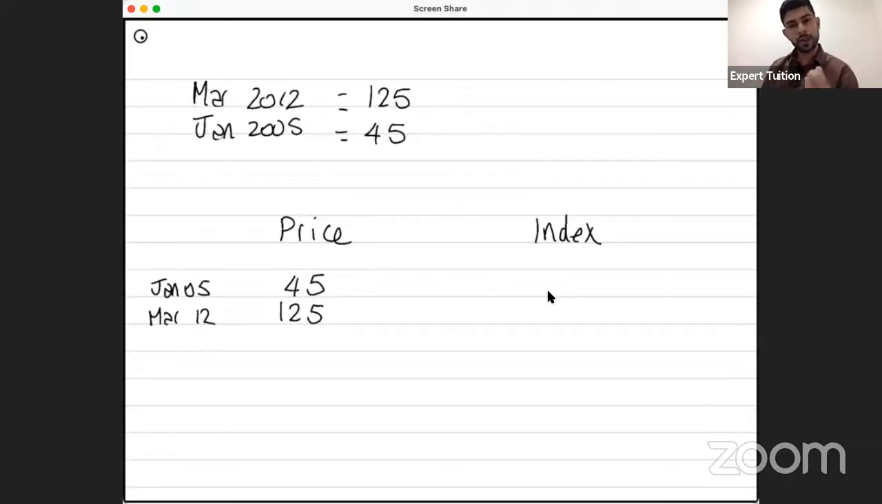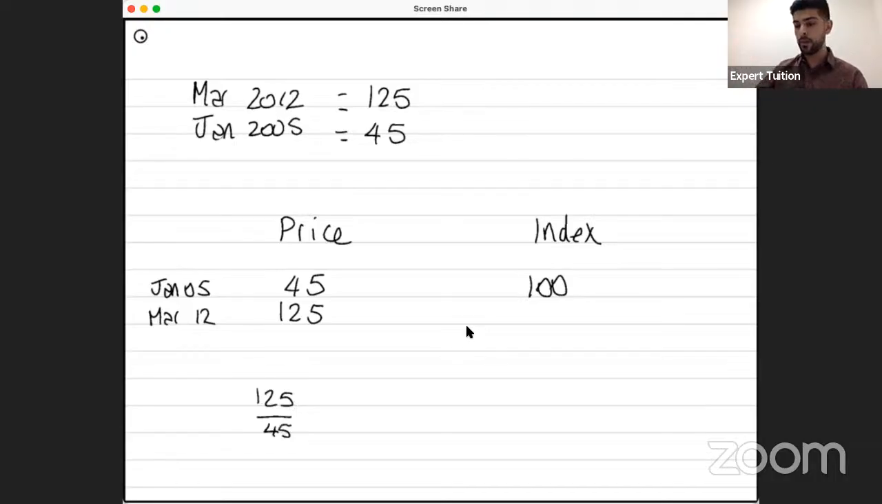So we can say January 2005 is our index number, and it's the base year. So that means it is equal to an index of 100. Do I now have enough information to work out the fourth number? Yes, I do. And I can do it in one of two ways. The way I'm going to do it is I'm going to go 125 divided by 45.